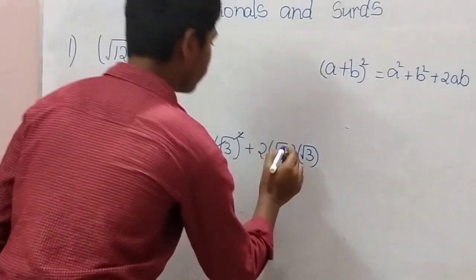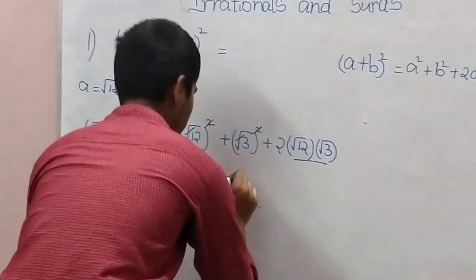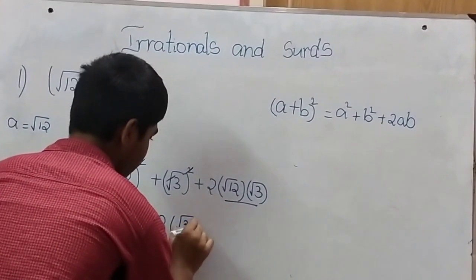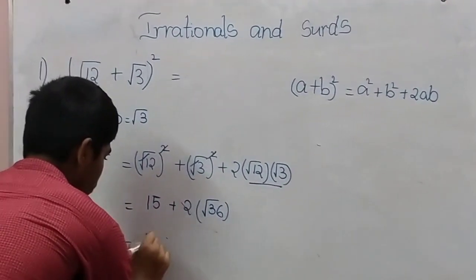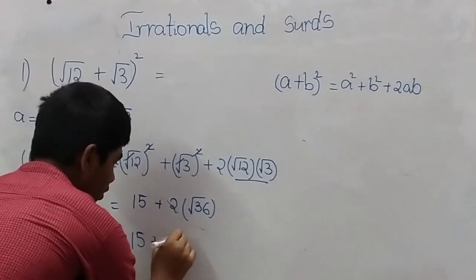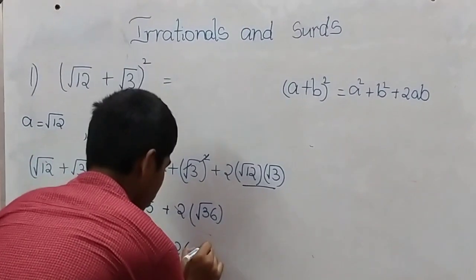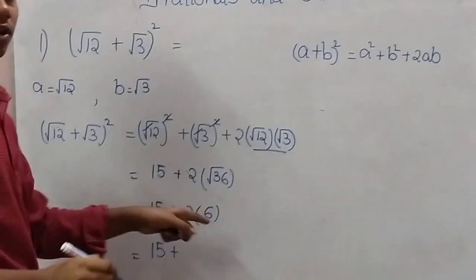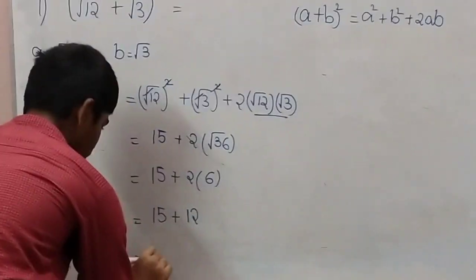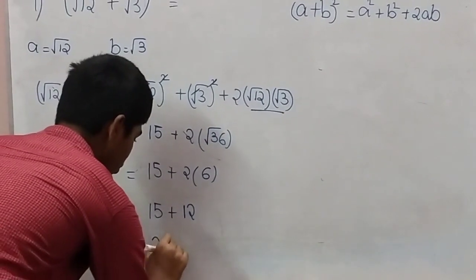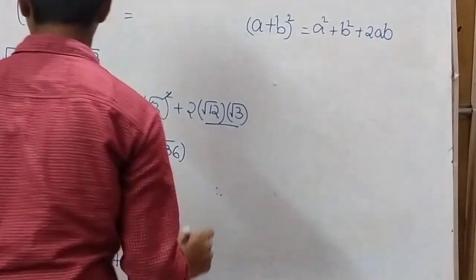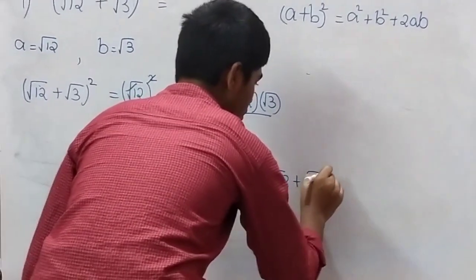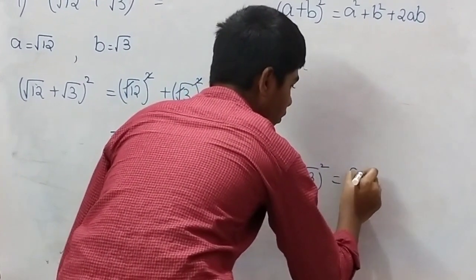We first multiply these two: 2 into root 12 into root 3 is root 36, so it is 15 plus 2 into root 36. Root 36 is 6, so 15 plus 2 into 6 is 15 plus 12. Now 15 plus 12 is 27. So the answer of (root 12 plus root 3) whole square is 27.